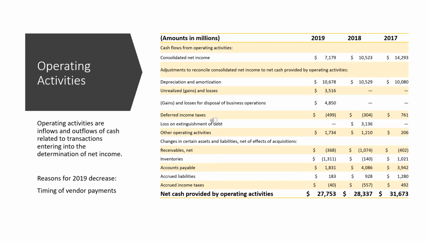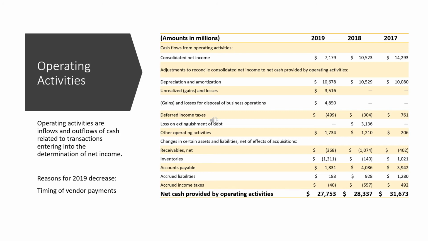Next, we get into components of the cash flow statement: operating, investing, and financing activity totals. We're starting with operating activities, and below I've described operating activities as inflows and outflows of cash related to transactions entering into the determination of net income. Net cash provided by operating activities was $27.8 billion in 2019 and $28.3 billion in 2018. So we see a decrease there.